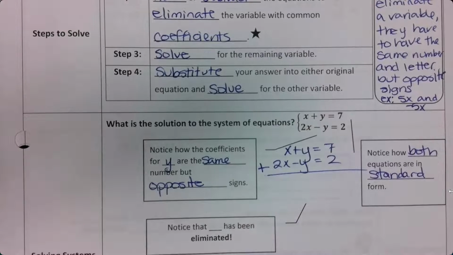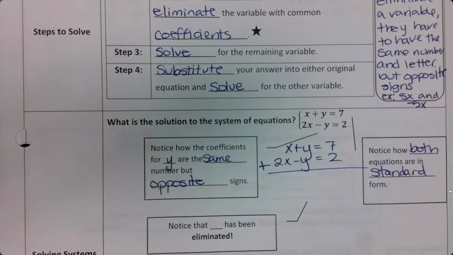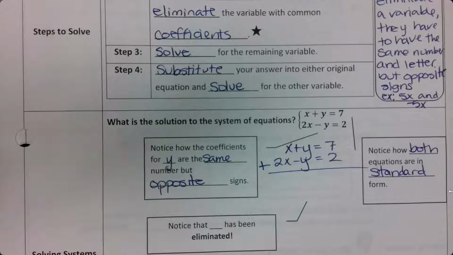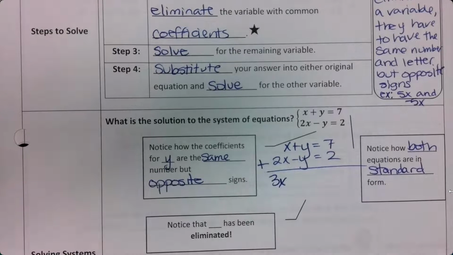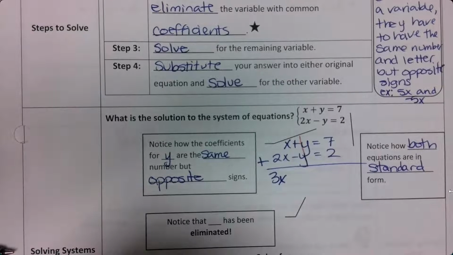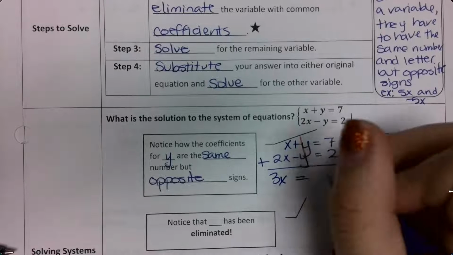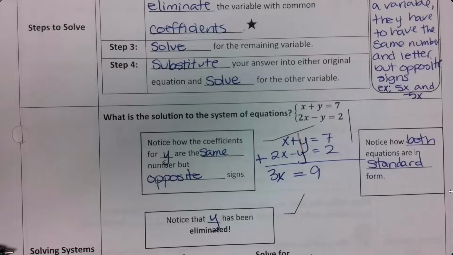And I'm going to add them together. So going straight down, I'm going to follow their signs. x plus 2x gives me 3x. y minus y, 0, they cancel out. And then 7 plus 2, 9. So notice our letter y has been eliminated.